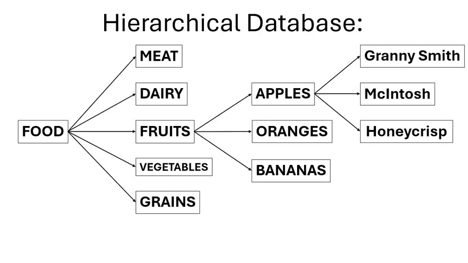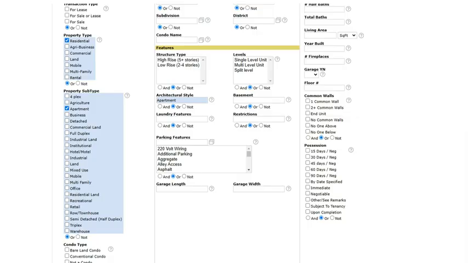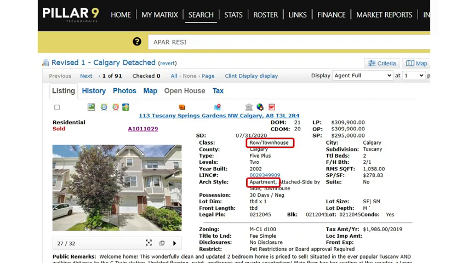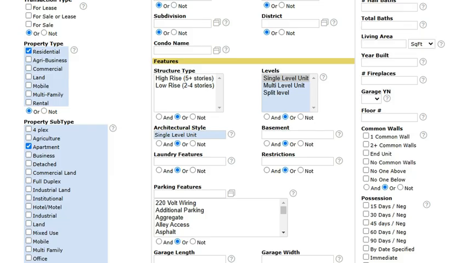So let's start with this. Our MLS database is set up as a hierarchical database. It's a giant tree structure, and the root of that tree is right here. It's the property type. So far, so good. But when we move down into the second level of the tree, the property subtype, now the problems begin. Here we have an apartment, and here we have apartment under architectural style. That's redundancy. Okay, you get this sort of thing happening. Is it a townhouse or an apartment? I don't know. So that's an example.